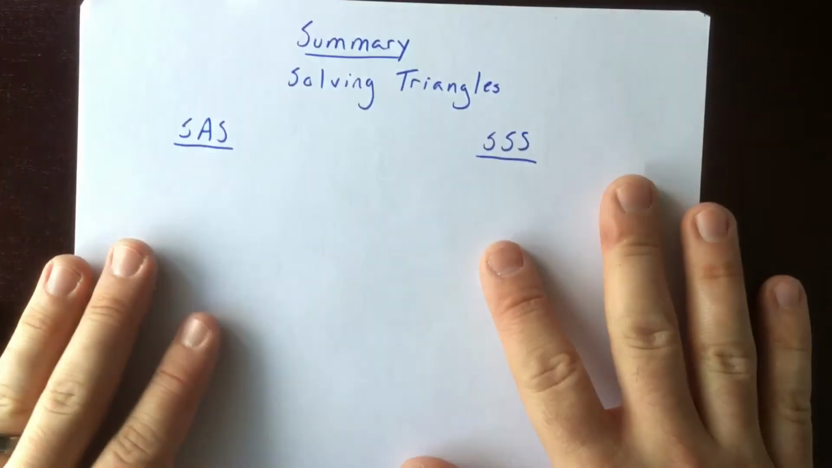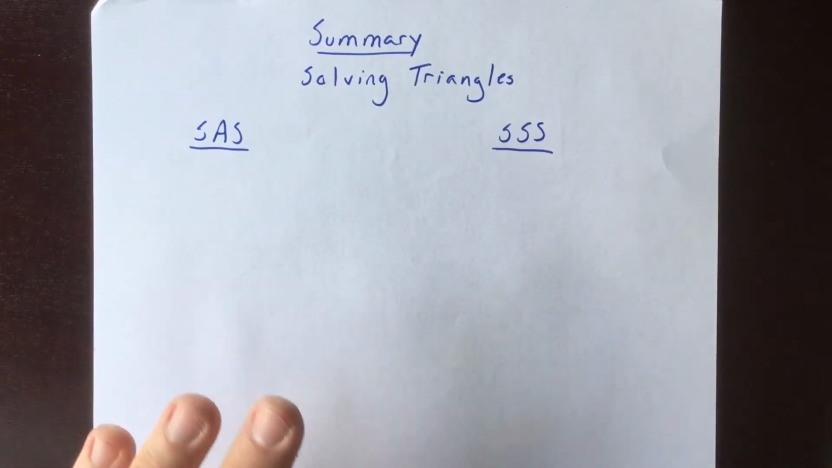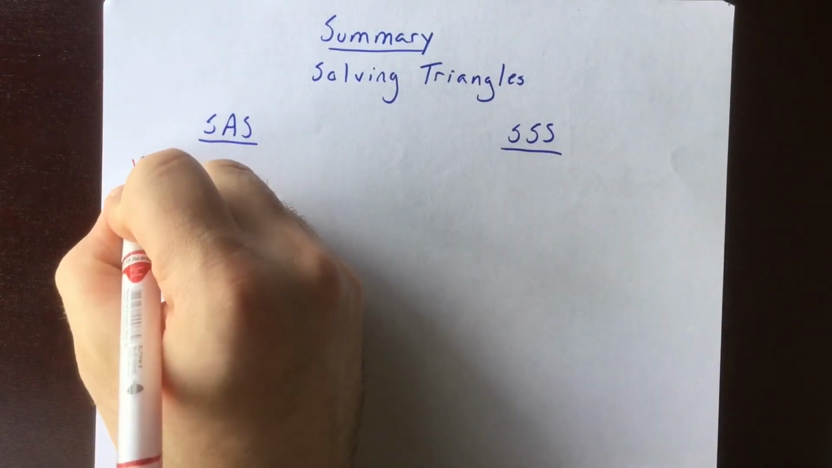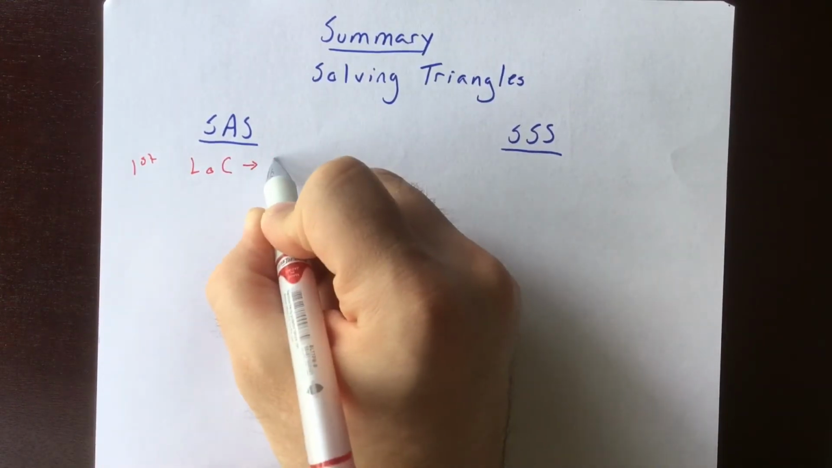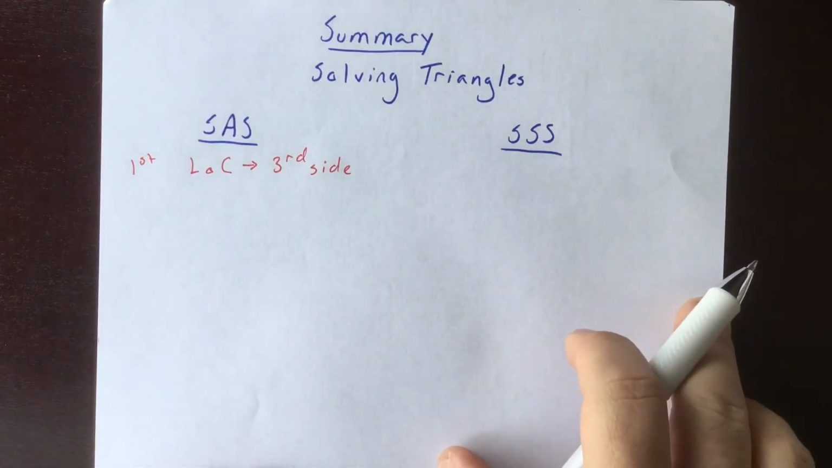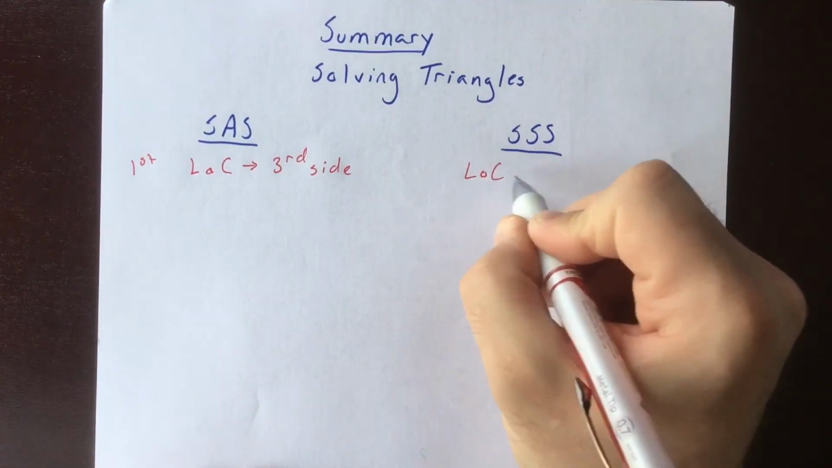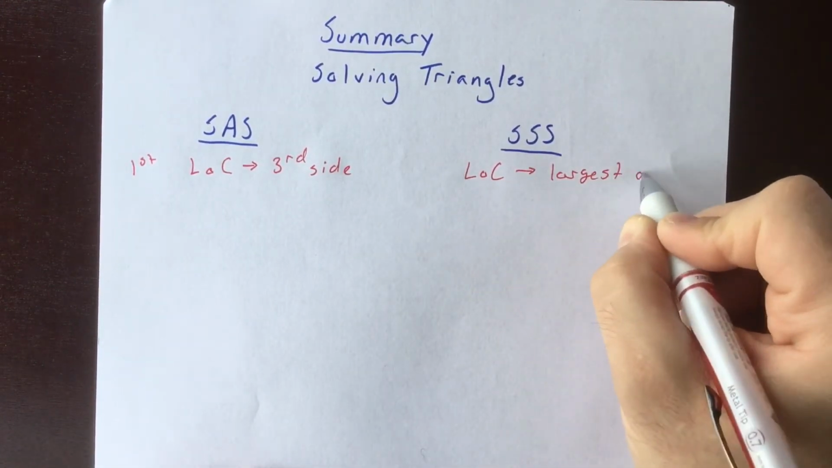So let's summarize. So solving triangles. If we have side angle side configuration, what do we do first? The very first thing is we use the law of cosine to find the third side. For side side side, first use the law of cosine to find the largest angle measure.